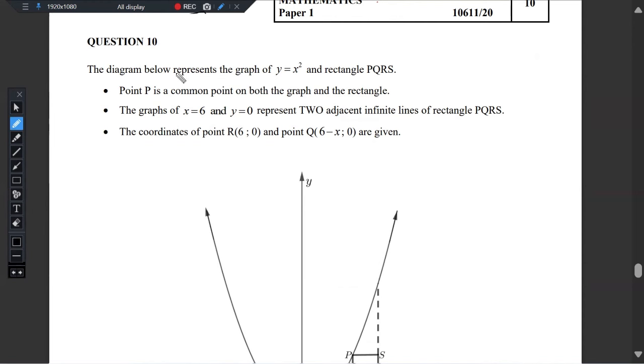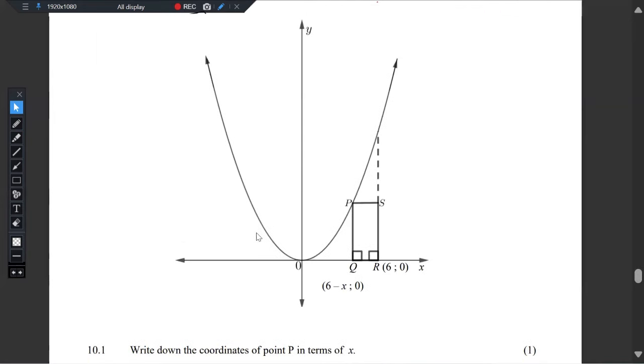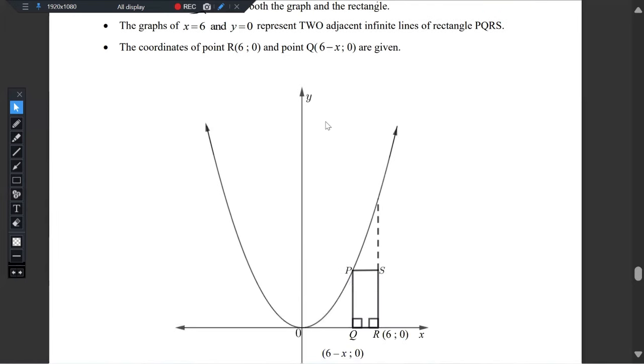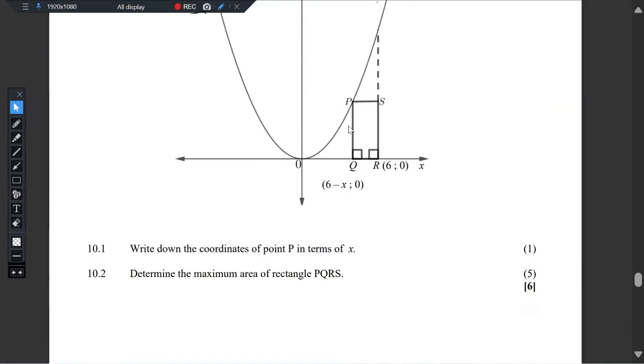Then question 10 says the diagram below represents the graph of y equals x squared and rectangle PQRS. Point P is a common point on both the graph and the rectangle. As we can see there, point P is both on the rectangle and on the curve. Then the graphs of x equals 6 and y equals 0 represent 2 adjacent lines of rectangle PQRS. Then the coordinates of point (6; 0) and point (6 minus x; 0) are given. Then, okay, write down the coordinates of point P in terms of x.